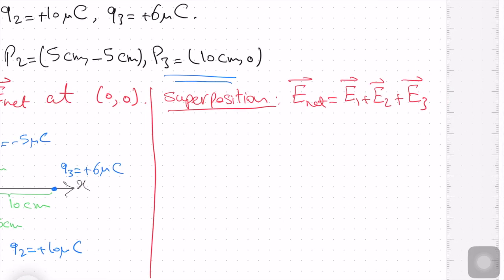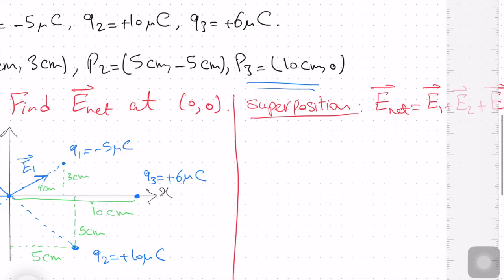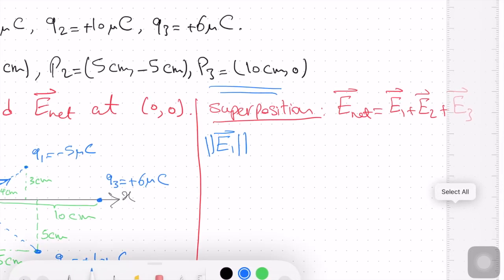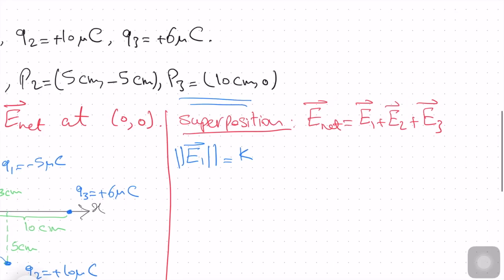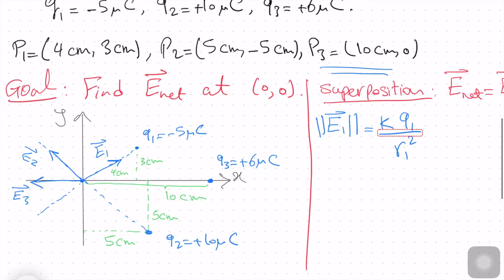Okay, so this kind of just tells you that you need to find each of these electric fields, and in order to find them, the first step would be to use Coulomb's law to find their magnitude. So I'm going to put E1 with a magnitude symbol to differentiate it from the vector E1, and then I'm going to use Coulomb's law, which is K times Q1 divided by the distance between Q1 and the origin.